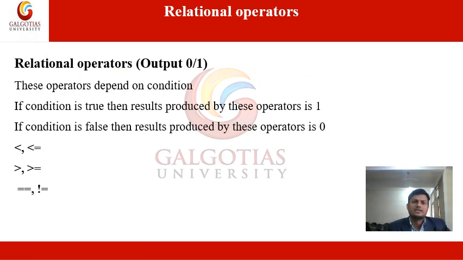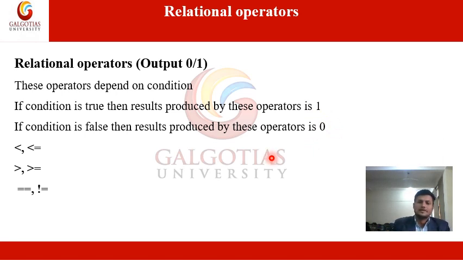Relational operators. So what are the relational operators? Relational operators tell us bigger, smaller, greater than, equal to, greater than or equal to, less than or equal to, double equal to, which means equal, just like a single equal in mathematics, and not equal to. So these operators depend upon a condition. If the condition is true, then the result produced by these operators is 1. Otherwise, the result is false if the condition is false.